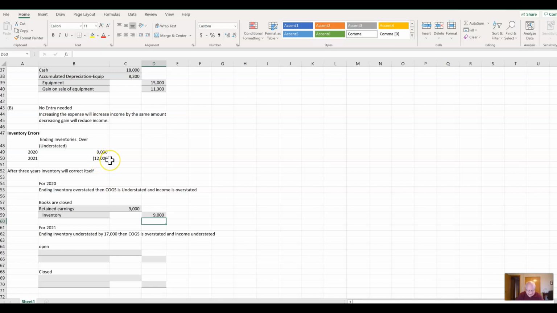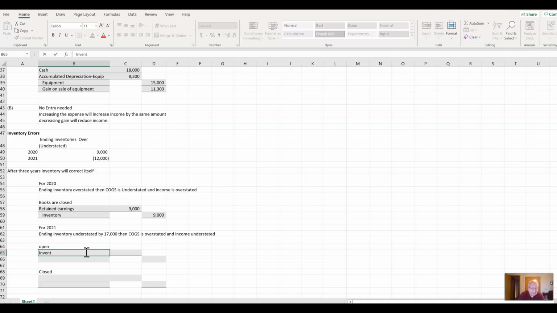Now the next one we have is the inventory is understated by $12,000. Well, that's going to have the opposite effect. If it's understated, it's going to overstate the cost of goods sold. So if the books are still open, we would want to increase the inventory by, oops, I have 17,000 there, don't I? I forgot to change that one.